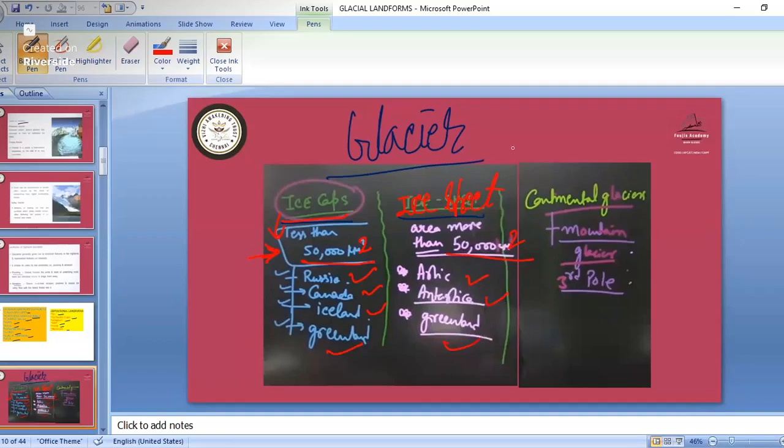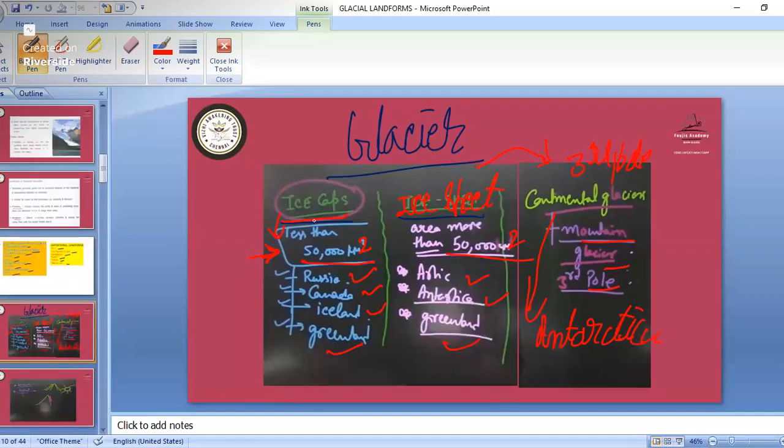Then, bigger than the ice sheet, we have the continental glacier. The continental glacier can even be called the third pole, like a mountain glacier we have. So they are the continental glacier. In continental glacier, the example of Antarctica can also be brought in.